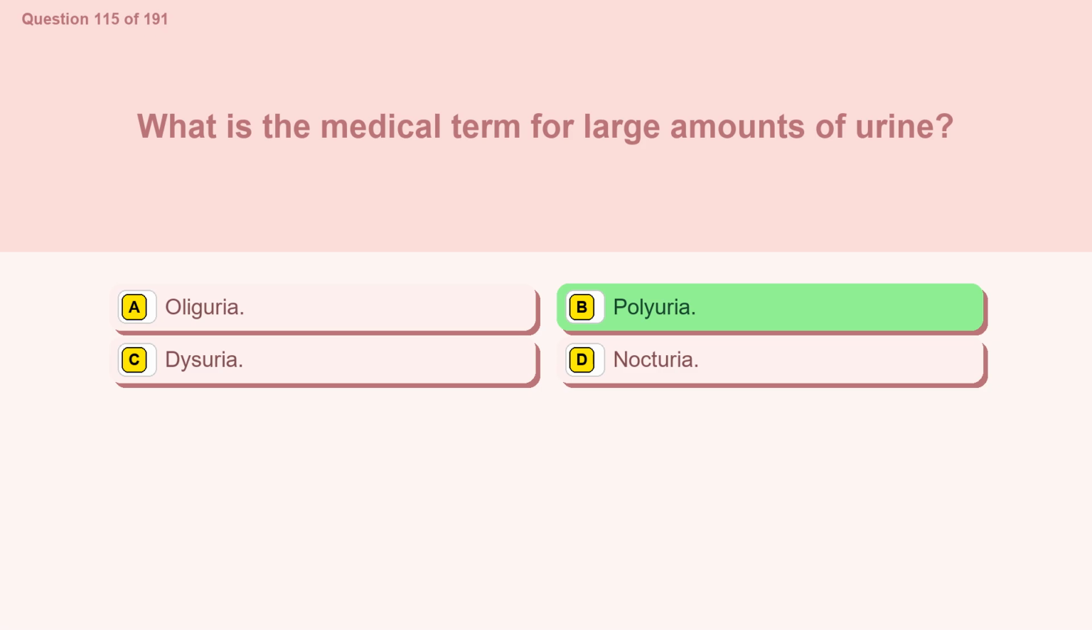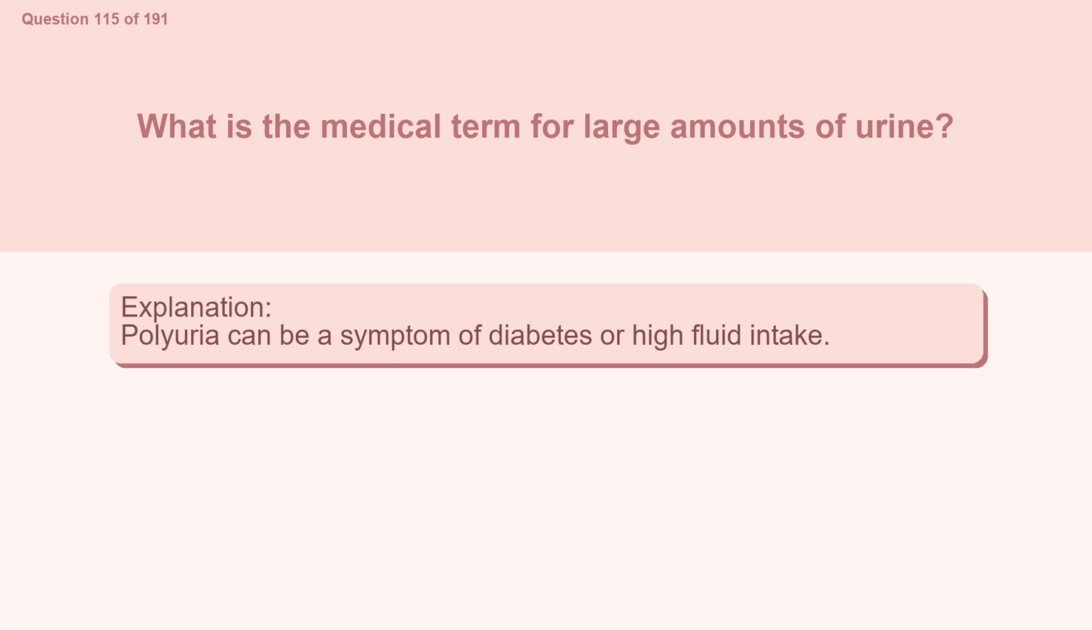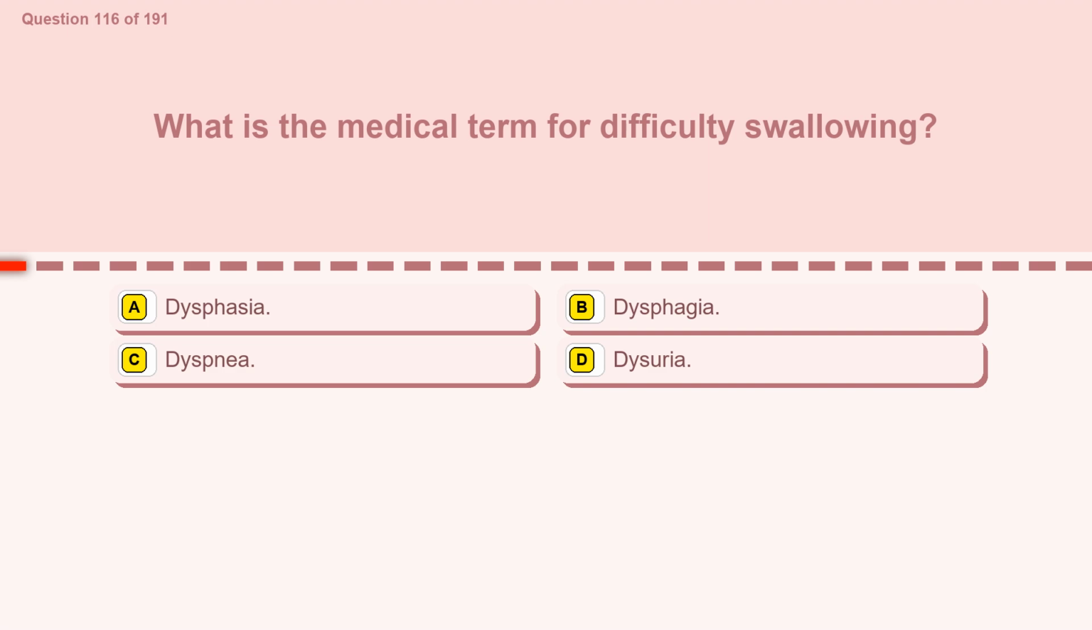The correct answer is option B, polyuria. Polyuria can be a symptom of diabetes or high fluid intake. Question 116. What is the medical term for difficulty swallowing? Option A, dysphagia. Option B, dysphagia. Option C, dyspnea. Option D, dysuria.